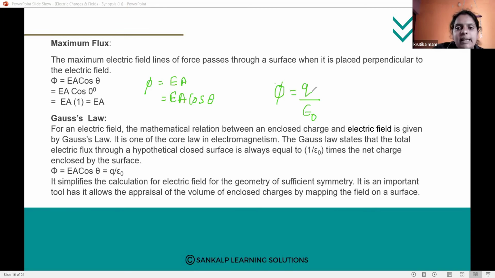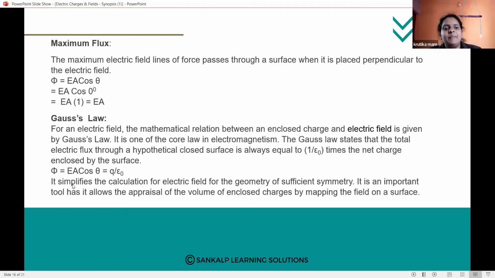You may remember what epsilon naught is, we said it in the first class. The epsilon naught is nothing but the permittivity. So what is permittivity? The ability of the surface to allow the electric field lines is called permittivity. Charge by epsilon naught is called flux. So let us see what the definition is, because you have to understand the definition.